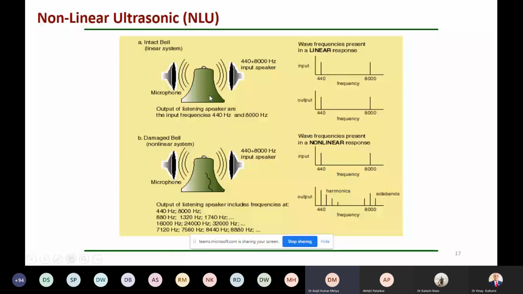But if there is damage in the bell, in the second picture, there is some crack, suppose, with the same two bells, I am giving two sounds, using two speakers, 440 and 8000 Hz. The input frequency spectrum will give you only 440 and 8000, but whatever you are hearing there, you will not get 440 and 8000, but other frequencies also.